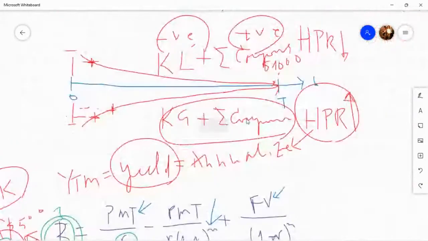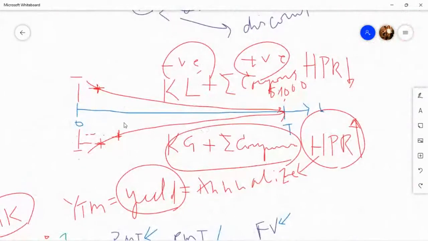Where is it? Yeah. I told you that this is normally what it looks like, right? Premium bond will have capital loss over the life of the bond. Discount bond will have capital gains over the life of the bond. Yes, but that's if the discount rate or the yield doesn't change, right? If the discount rate doesn't change, this is the pattern that it's going to show.